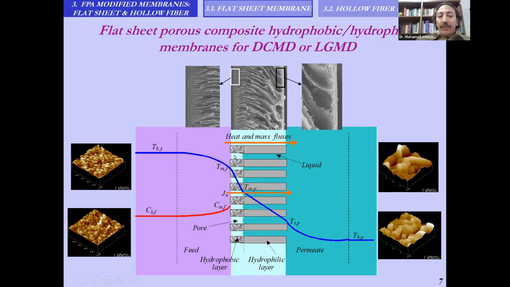Whenever you reduce this distance between the liquid-vapor interfaces, you expect to increase the permeate flux, and at the same time, you can reduce the heat transfer by conduction if you design this hydrophilic layer well.